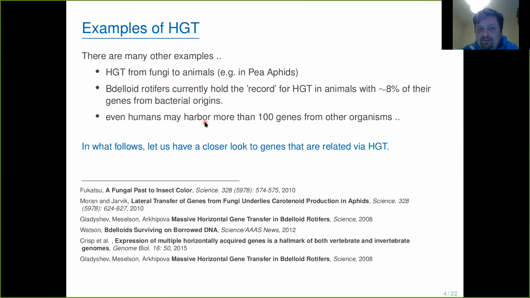There are plenty of other interesting examples, like horizontal gene transfer from fungi to animals, the bdelloid rotifers that have around 8% of their genes from bacterial origins, or even humans, who are supposed to have more than 100 genes from other organisms. So this should serve as motivation to look at genes and horizontal gene transfer, and in particular the mathematics behind it.